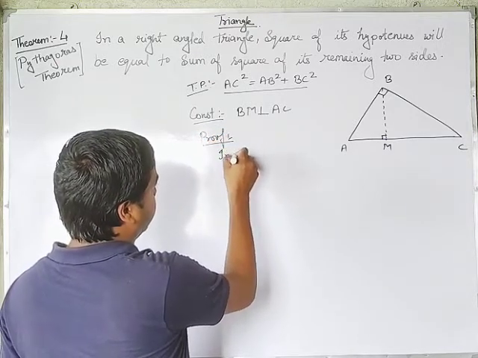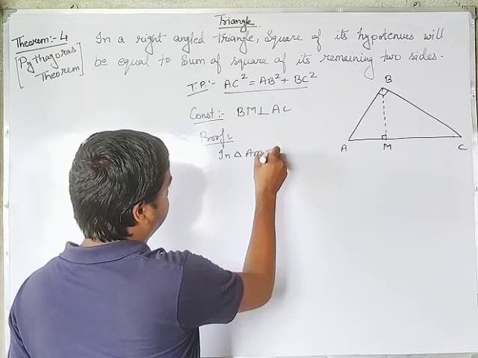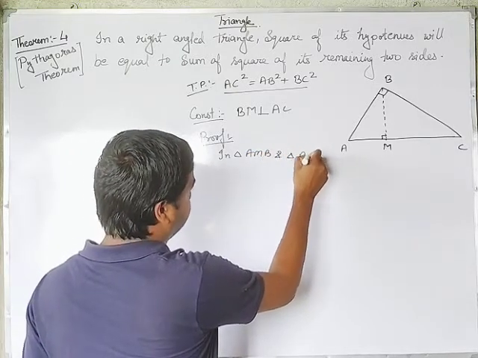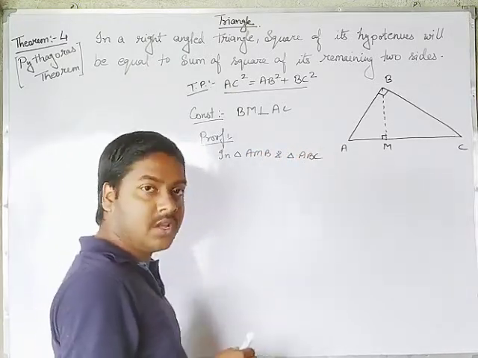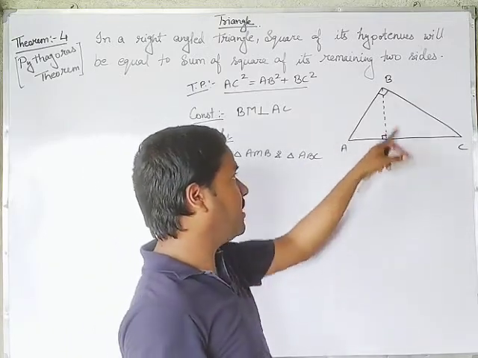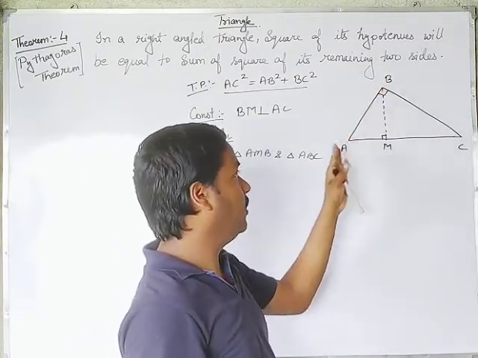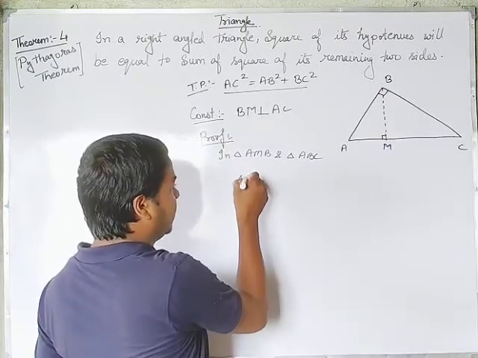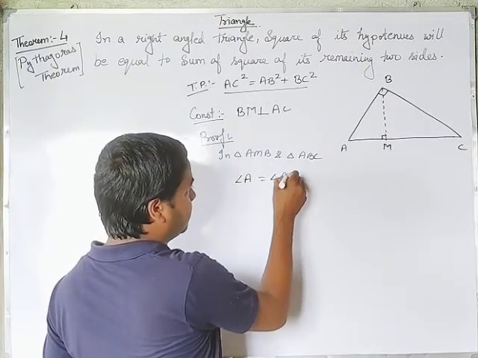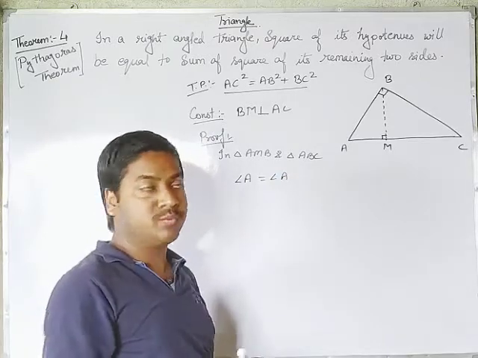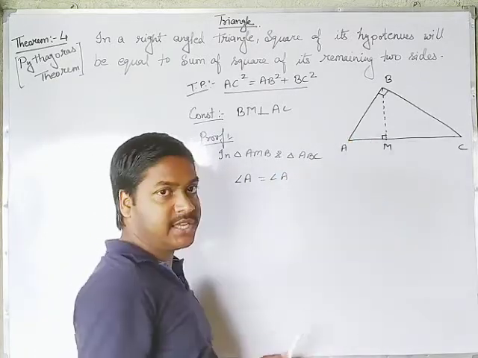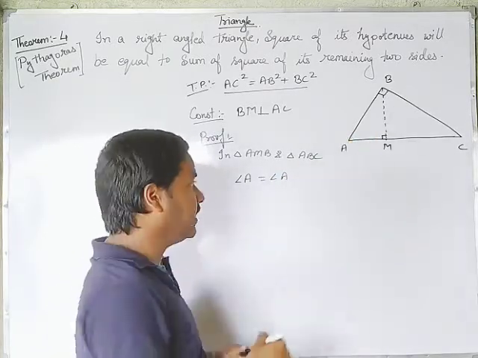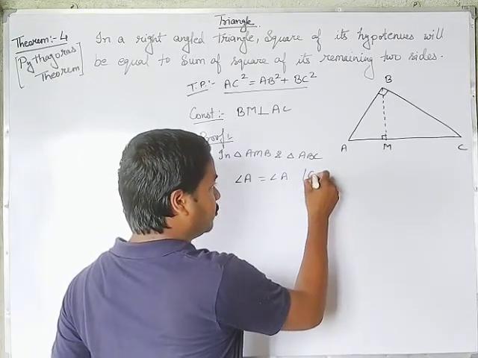In triangle AMB and triangle ABC, now I have taken the half AMB, this small one, and the whole ABC, this big one. Then what will I get? Angle A is equal to angle A. That is for both. For the small triangle also angle A is there. For the big triangle also angle A is there. So the angle is common.